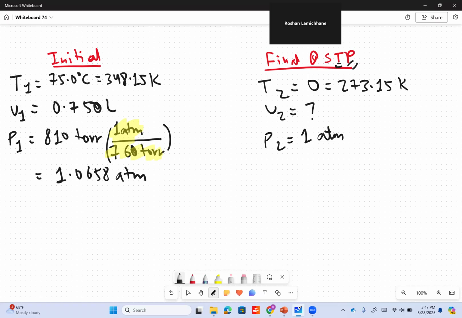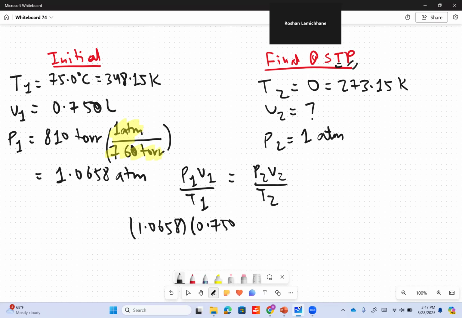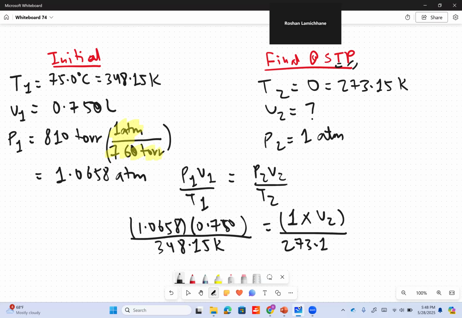The only equation that fits is the combined gas law, which tells us P1V1 divided by T1 equals P2V2 divided by T2. I put in all my values: 1.0658, and I'm not going to write down the units, but I'm going to keep track of them. Temperature is 348.15 Kelvin equals pressure 2, 1, volume 2 is my unknown, and my temperature is 273.15.